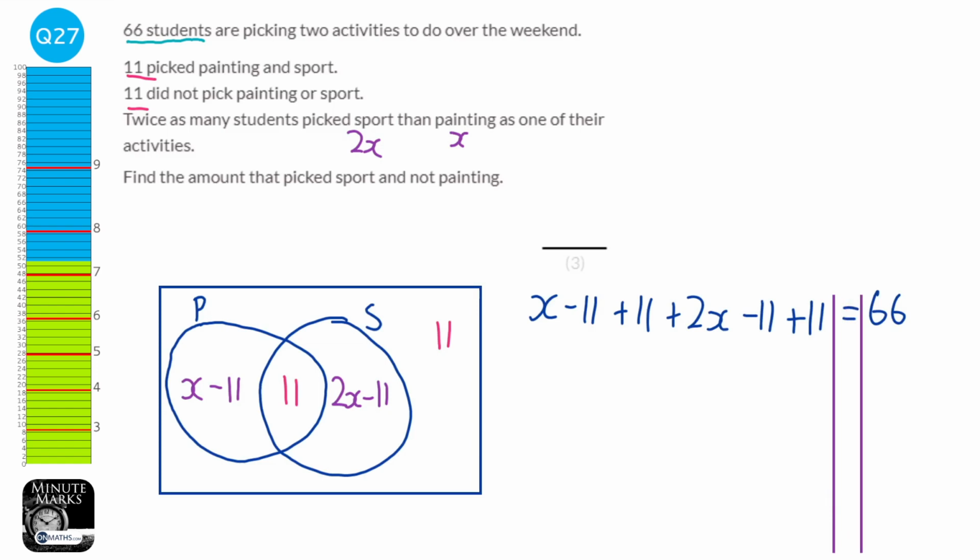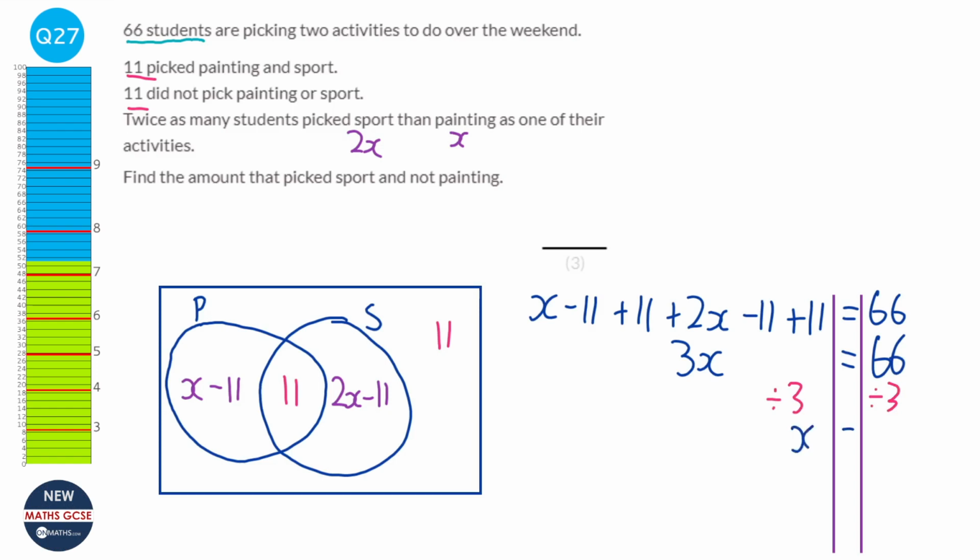Now here we've got x plus 2x, which is 3x. And we've got minus 11 plus 11, minus 11 plus 11. Well, those just cancel out. So we're left with just the 3x equals, and then 66. We're going to divide that 3 both sides.